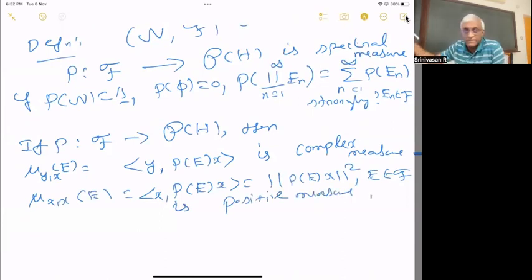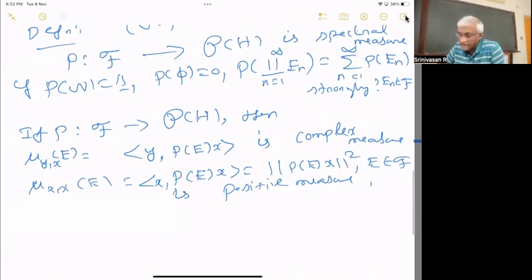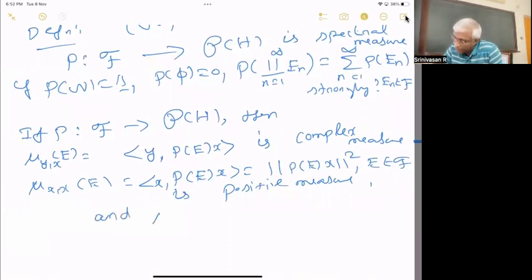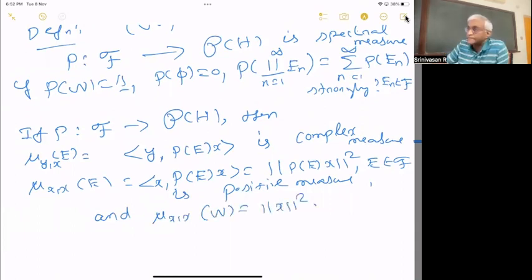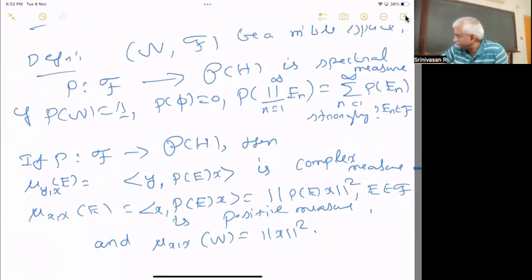I mean, usually what is called a measure, for which we have integration theory and all that. You can define integration theory for complex measures also. And we have mu_xx of whole of omega equal to norm x squared. If norm x squared equals 1, then it's a probability measure. Okay. So this is about spectral measure.